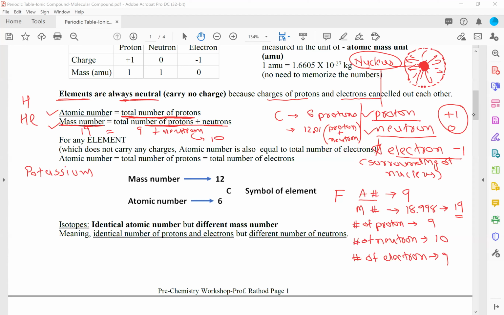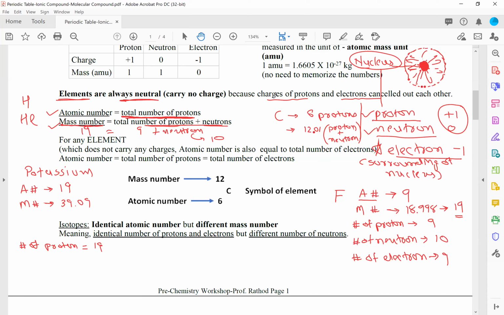All right, guys. Anybody has any answer? So let me just write this. What is going to be the atomic number? 19. Great. What is going to be the mass number? 39.098. All right. What is going to be the number of protons? 19. Great.